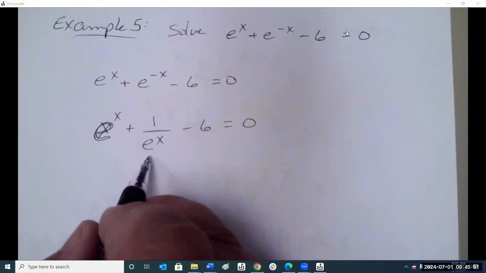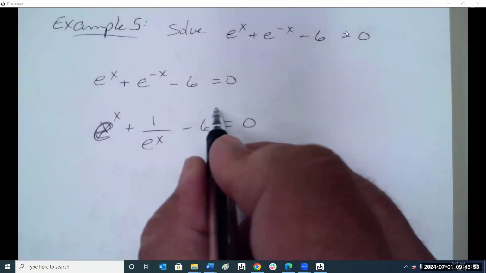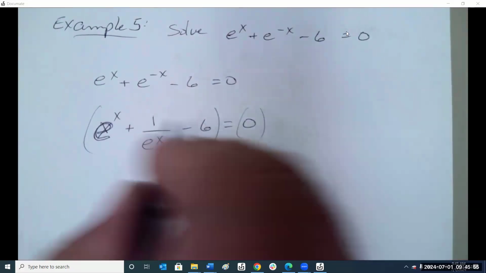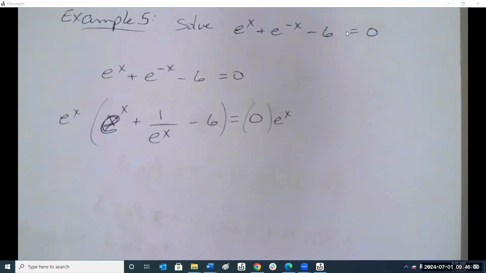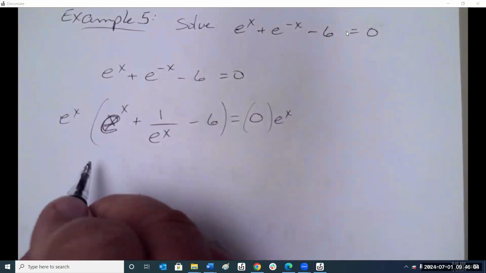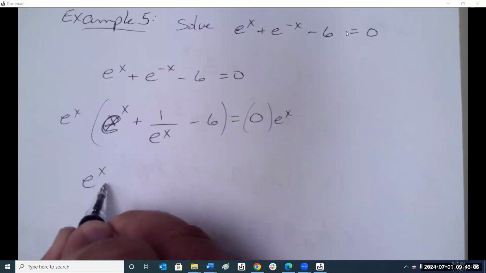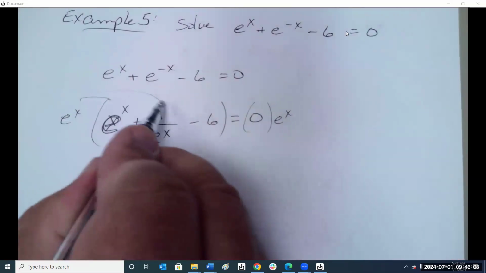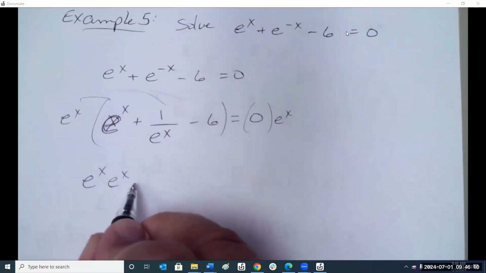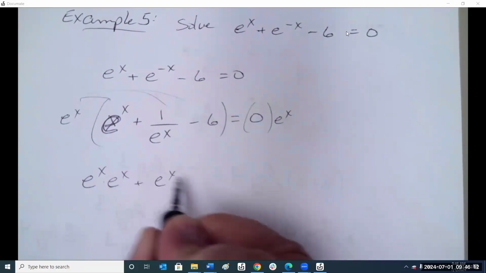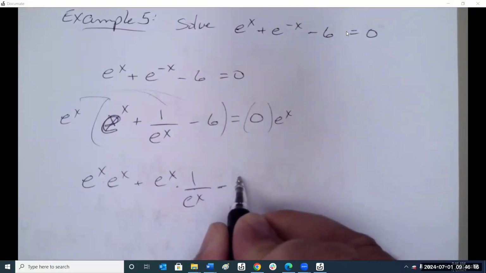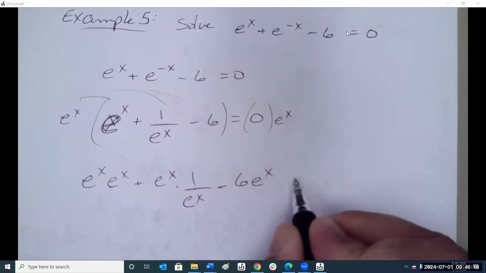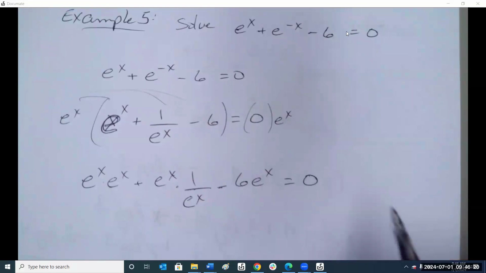Because we have an e on the bottom, if we multiply e to the x to both sides, that'll get rid of our fraction. We'll have e to the x times e to the x plus e to the x times 1 over e to the x minus 6 e to the x. 0 times anything is 0.